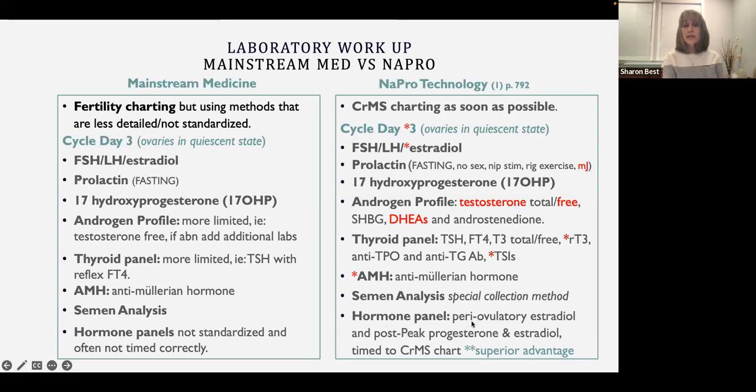Our panels will be peri-ovulatory, so we'll be doing estrogen levels just prior to ovulation, timed to the Crichton model chart, as well as right after ovulation. And then we're going to pick the peak estrogen level. We are going to also do post-peak panels, so post-ovulatory. We do estrogen and progesterone, and we time them to the Crichton model chart again. Hormone panels are done in infertility clinics in mainstream med, but they're not standardized, and they're often not timed correctly because, again, the fertility charting that they're using is not standardized.